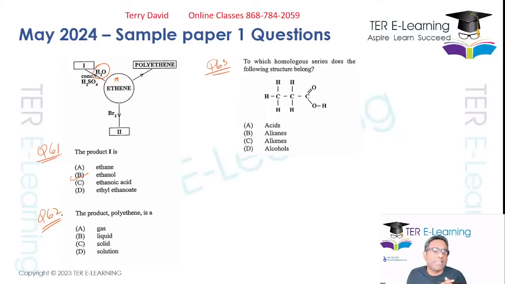The product polythene is what? What are they talking about here? Question 62. A lot of people are telling me the answer is C. Yeah, I agree, the answer is C. Think of polythene as plastic. Plastic is a solid, it's not a liquid. Ethene is a gas, but when it polymerizes, it forms a solid. What about question 63 here? They want to know what homologous series this belongs to.